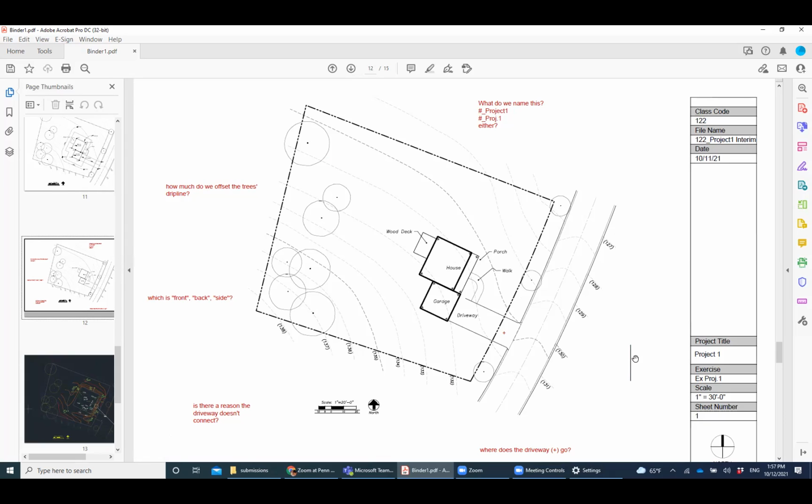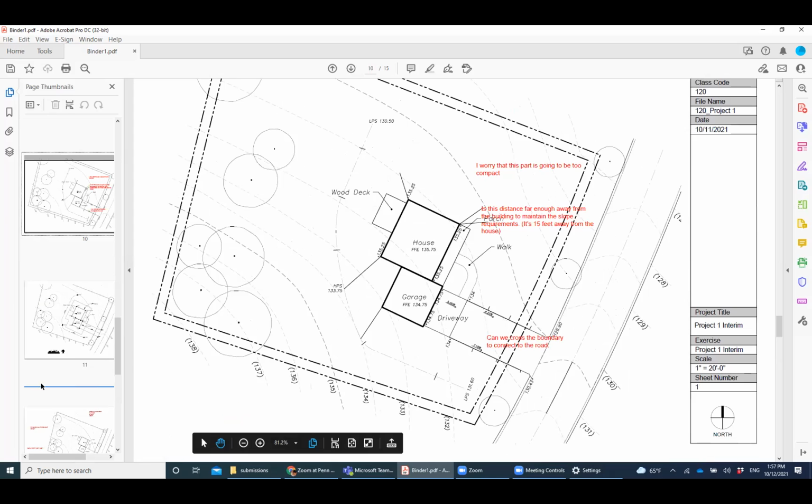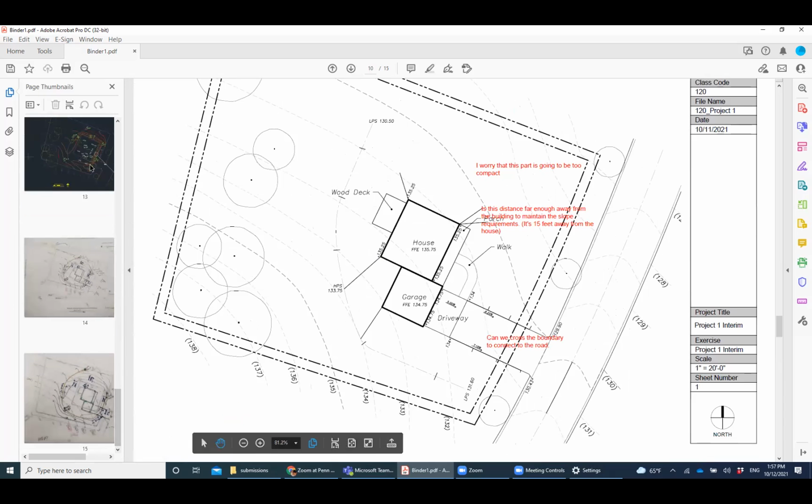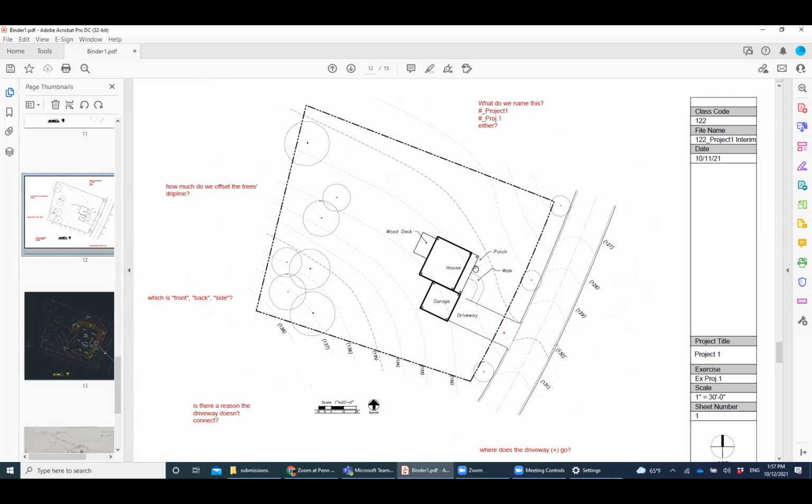Is there a reason the driveway doesn't connect? Oh, I don't know why. It actually should connect. You mean this one here, broken? Yeah, it's probably when they changed or made many base maps, one line did not get extended. Yes, extended. Okay.